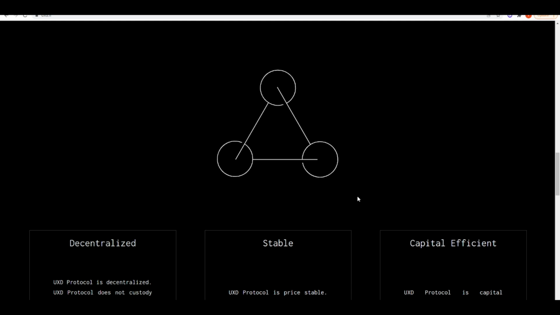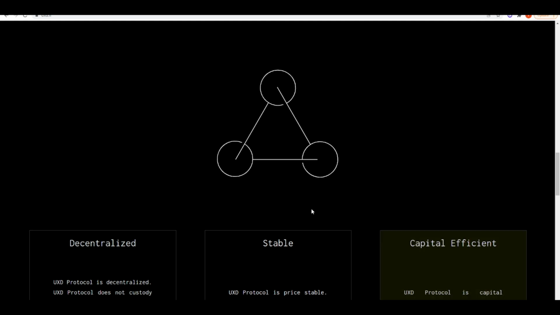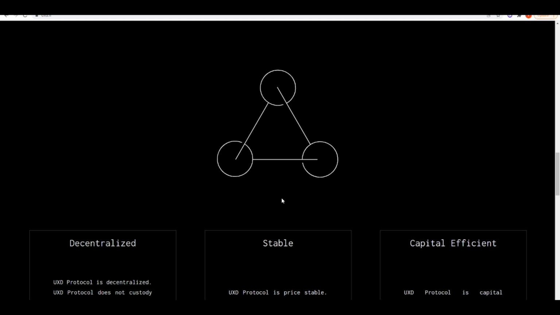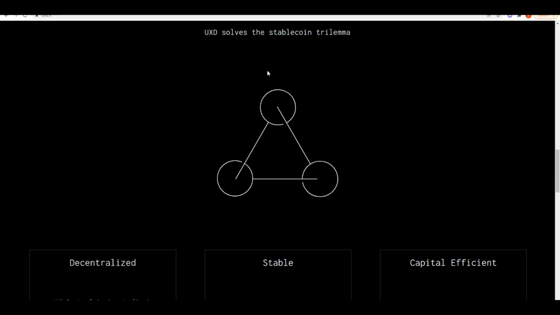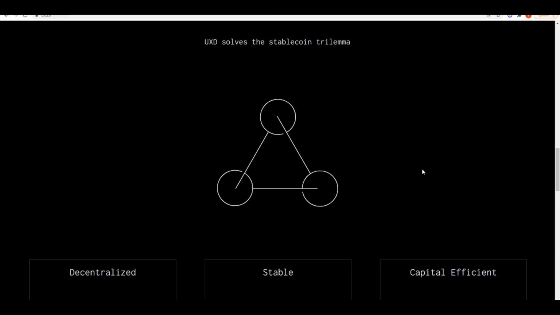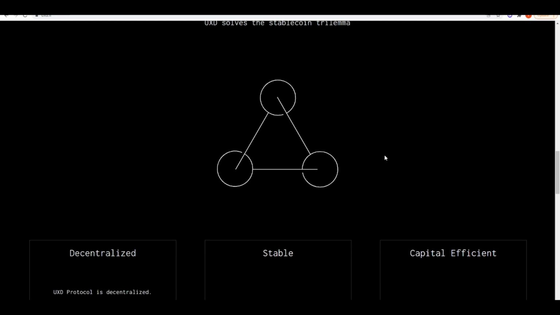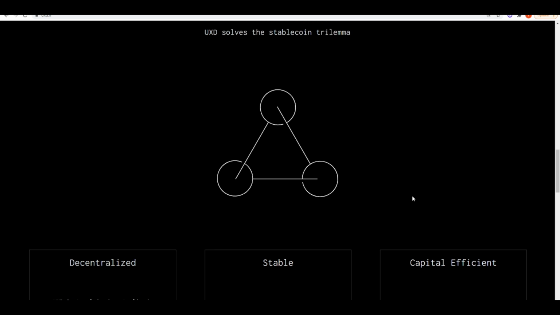We can take another example, USDC or USDT: stable and capital efficient, but obviously they're centralized. So again, the stablecoin trilemma comes into play there. They are only two of three. And lastly, we can talk about something like Empty Set Dollar. It's decentralized and capital efficient, but it's not at all stable. If you look at a chart of Empty Set Dollar over time, you can see that it's definitely not kept its peg. The same thing with Ampleforth as well: decentralized and capital efficient, but its stability is put into question.